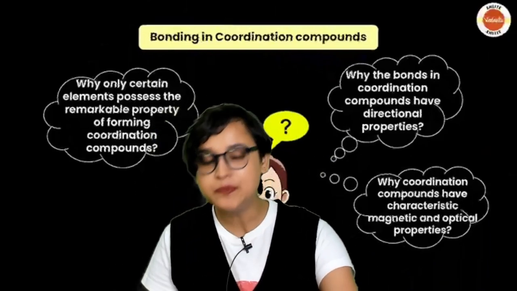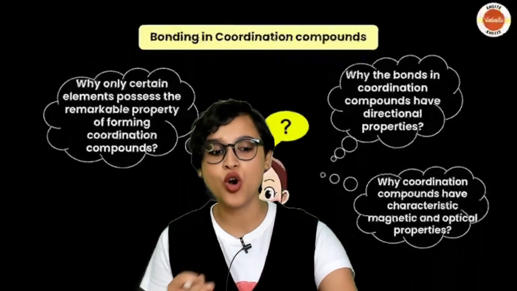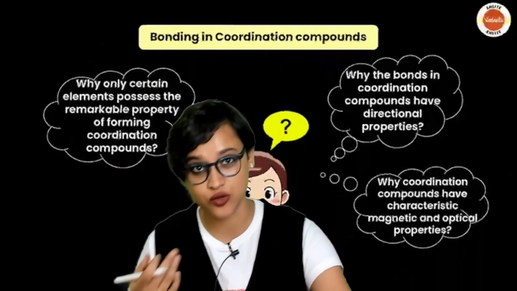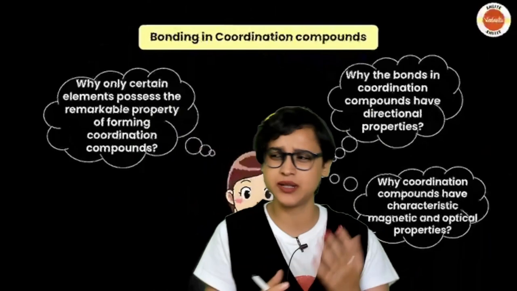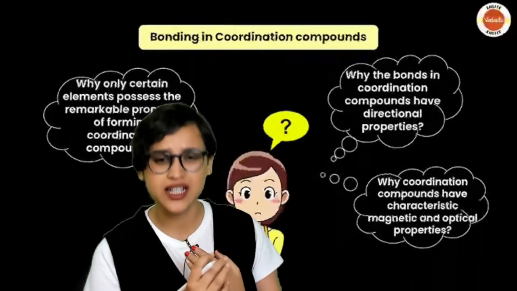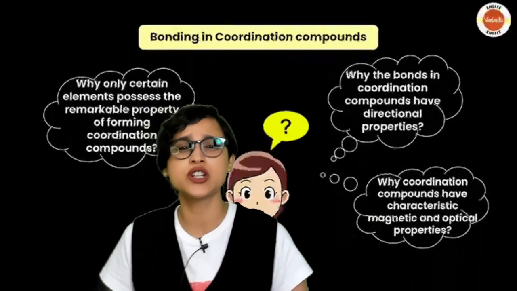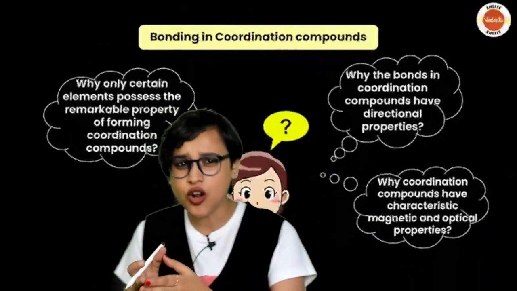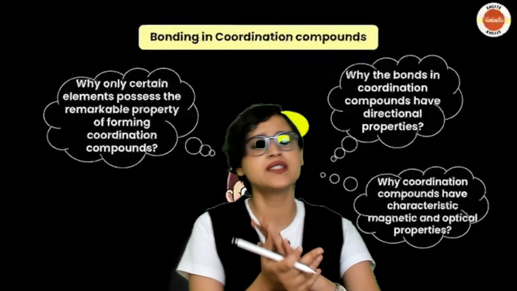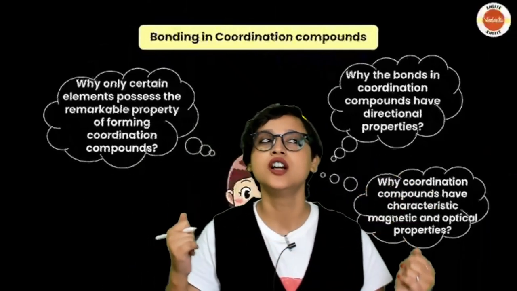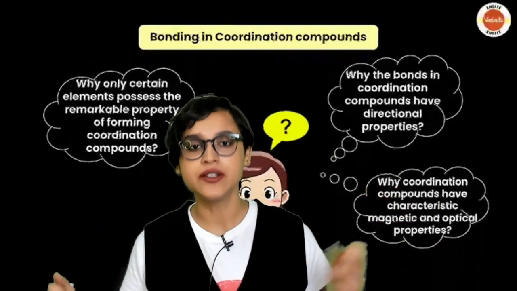Let's completely talk about what were the things that Werner's theory could not explain. Basically, we are going to take a look at valence bond theory. We are going to take a look at the crystal field theory. We are going to understand what is inner orbital, what is outer orbital, how the crystal field splitting happens, and all of that that we probably have not studied in the previous session, okay?